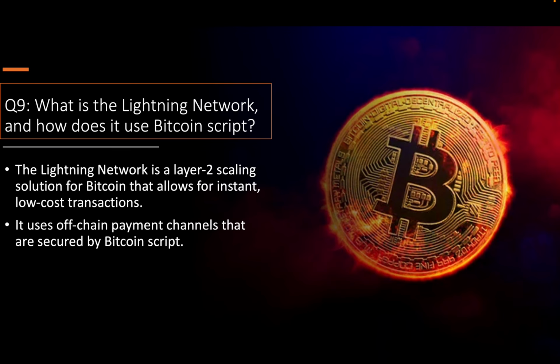Question number 9. What is the Lightning Network and how does it use Bitcoin script? The Lightning Network is a layer 2 scaling solution for Bitcoin that allows for instant, low cost transactions. It uses off-chain payment channels that are secured by Bitcoin script.